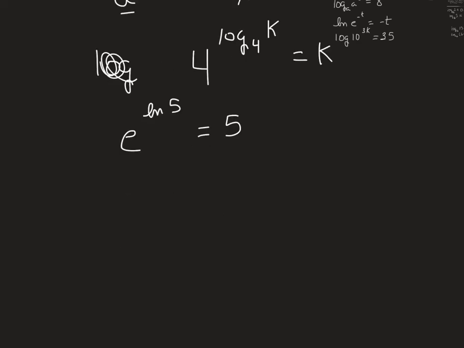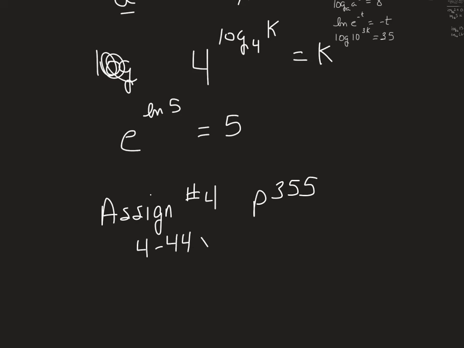All right. Your assignment, this is assignment number 4, is on page 355. 4 to 44 every fourth, 54 and 56, and 68 to 74 even. All right.